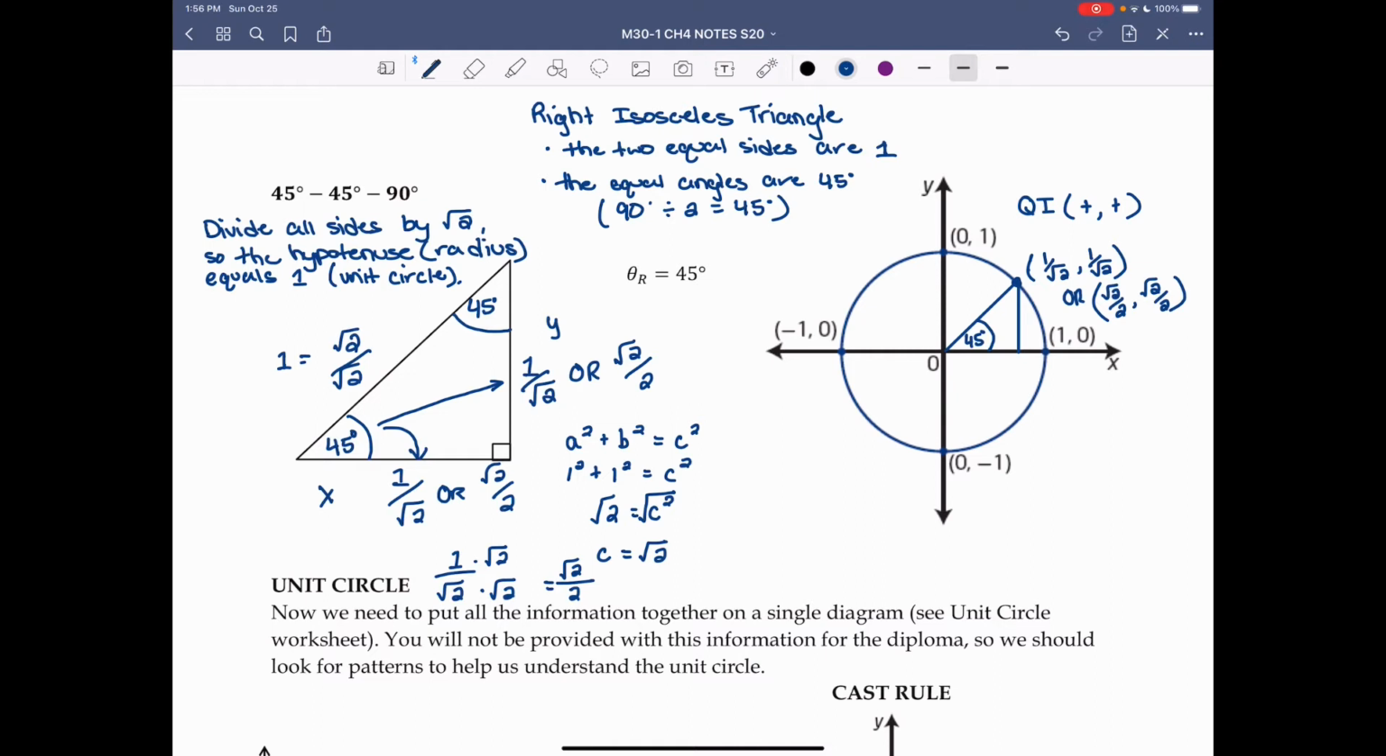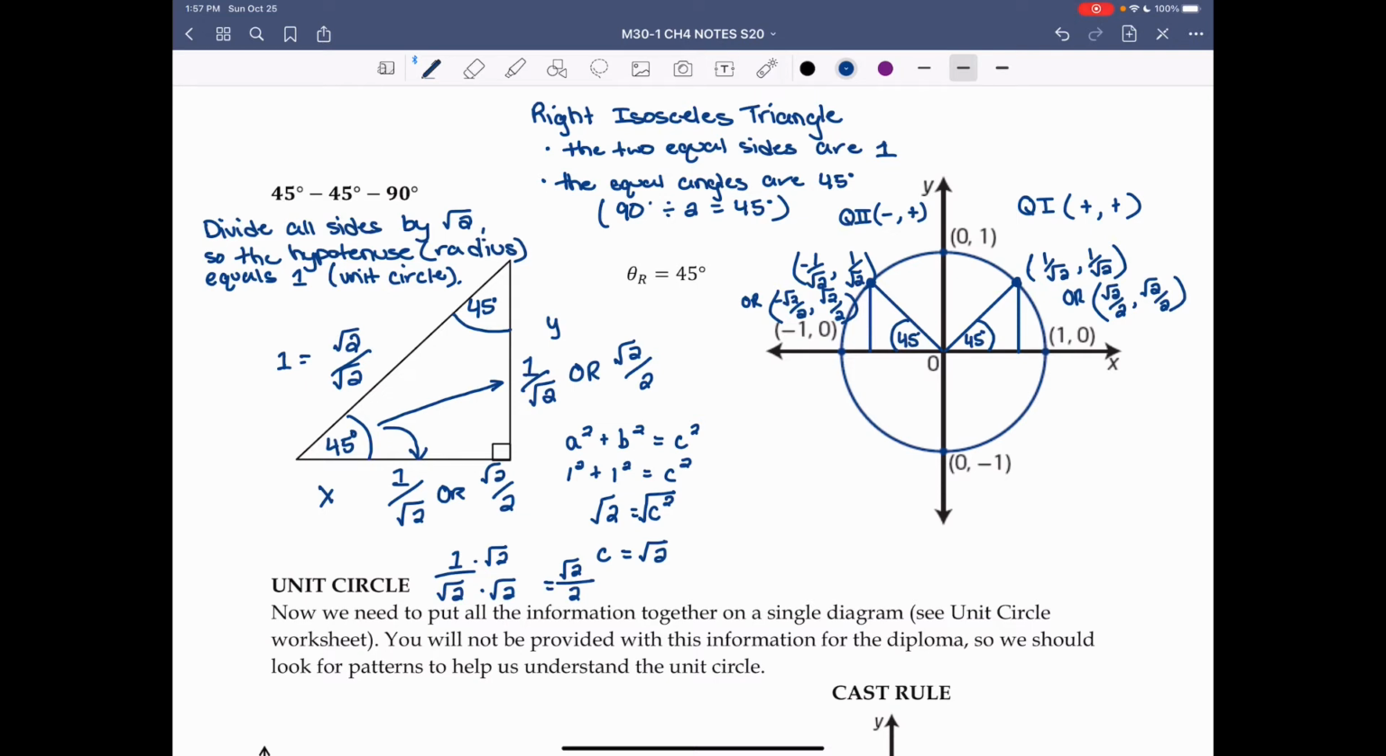In quadrant 2, the x value is negative, the y value is positive. Reference angle 45 degrees would put our terminal arm halfway between the two axes, approximately there. Our reference angle is 45. Then the point would be negative 1 over root 2 and positive 1 over root 2, or negative root 2 over 2 and positive root 2 over 2. We can draw a triangle by joining our point to the x-axis.